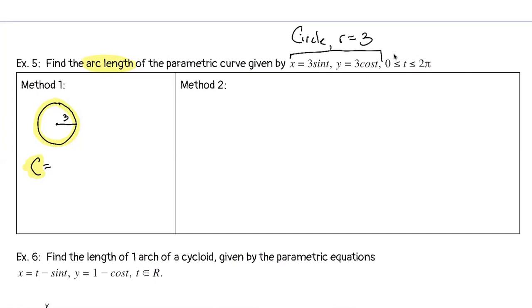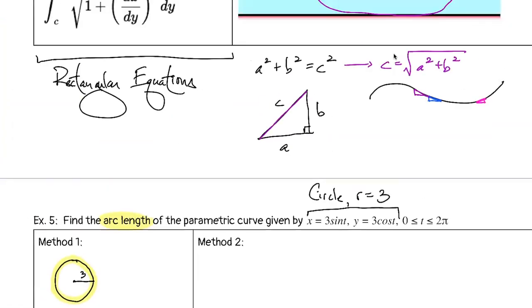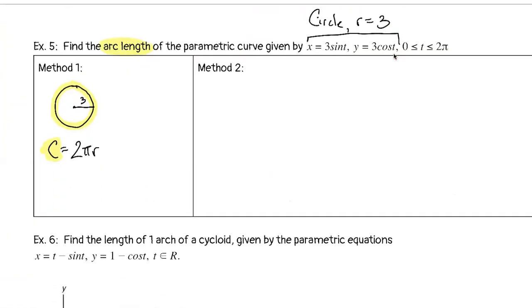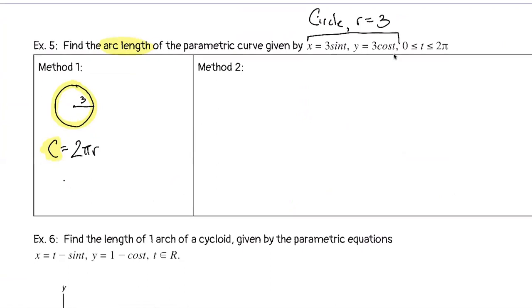The circumference formula we have is 2 pi r. And when we plug in our radius, in this case, it's going to give us 6 pi. So I know that the arc length that I'm going to find in method 2 should give me 6 pi. Okay?